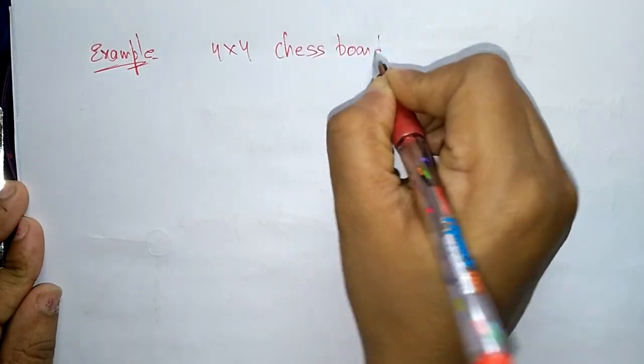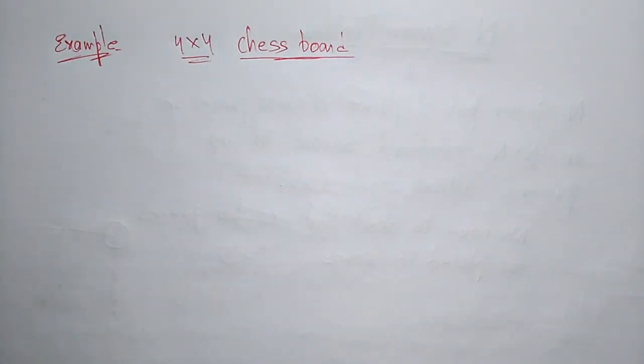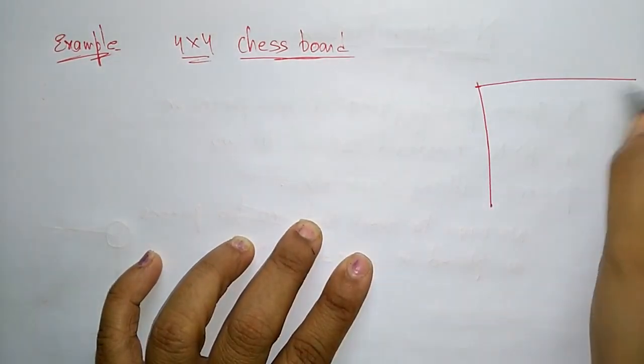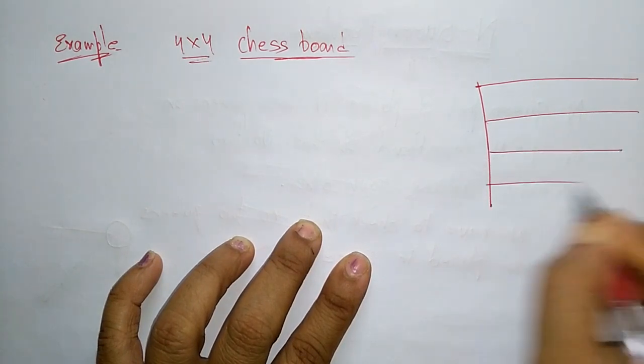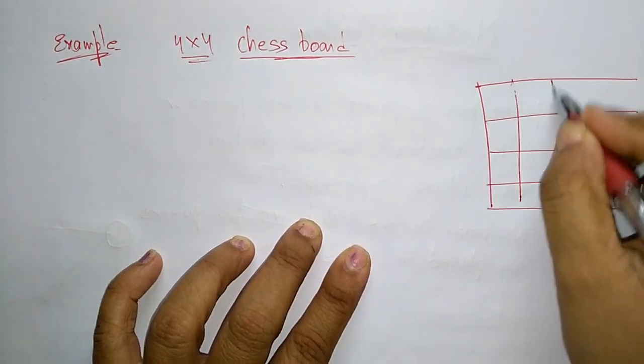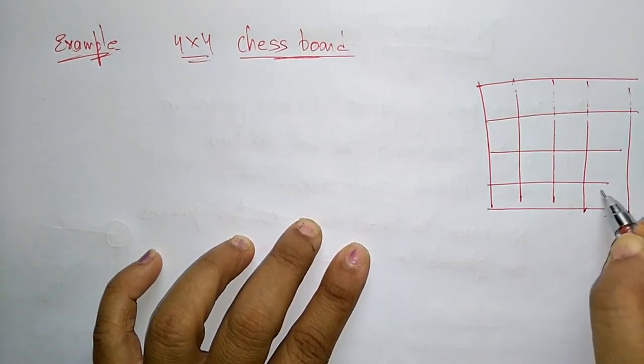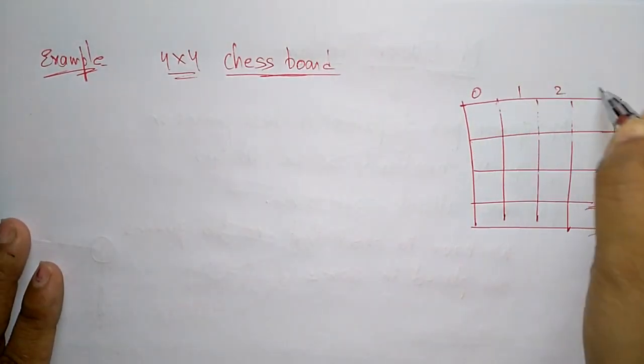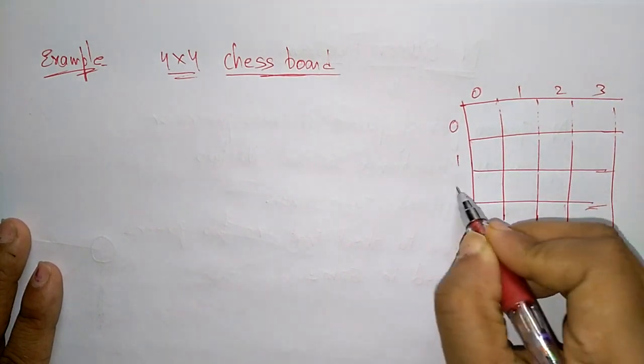Just listen carefully and follow the steps carefully. I am writing the steps as columns and rows so that you don't get confused. First I am taking a 4x4 chessboard: first, second, third, fourth row. 4 rows, 4 columns, with each row and column numbered 0, 1, 2, 3.